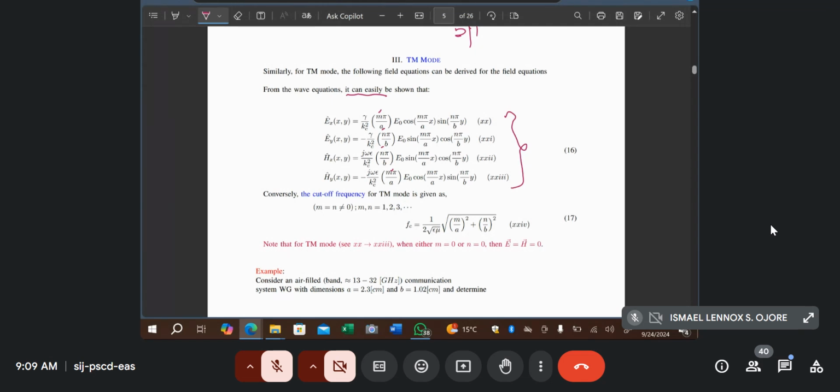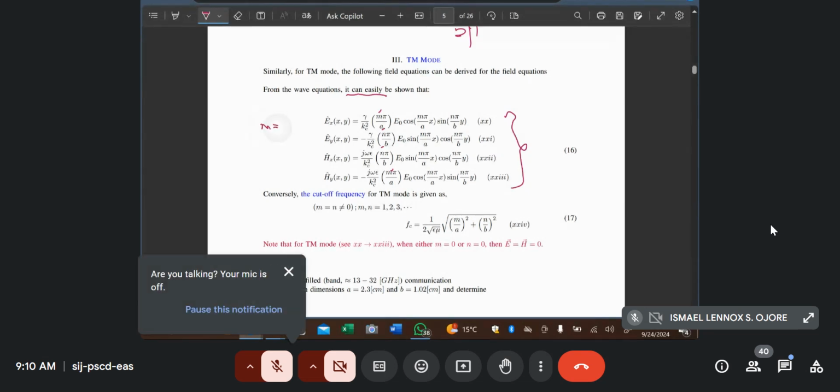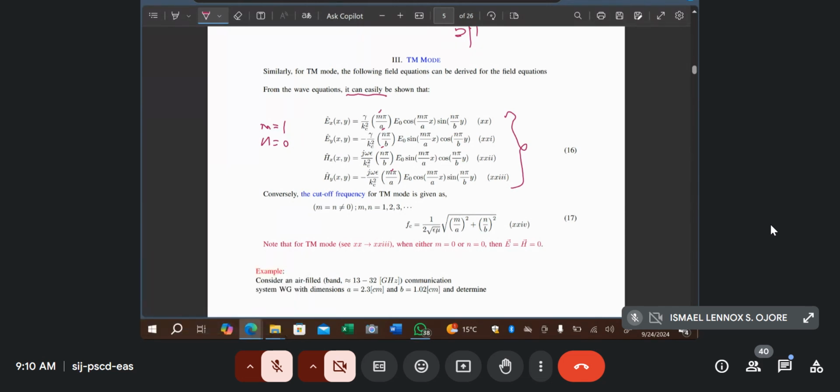Now that we know the dominant mode in the TE propagation mode is 10, meaning we have m equal to 1 and n equal to 0, we want to try and see whether in TM mode we can have a TM10. Let's start with equation 1 for Ex.